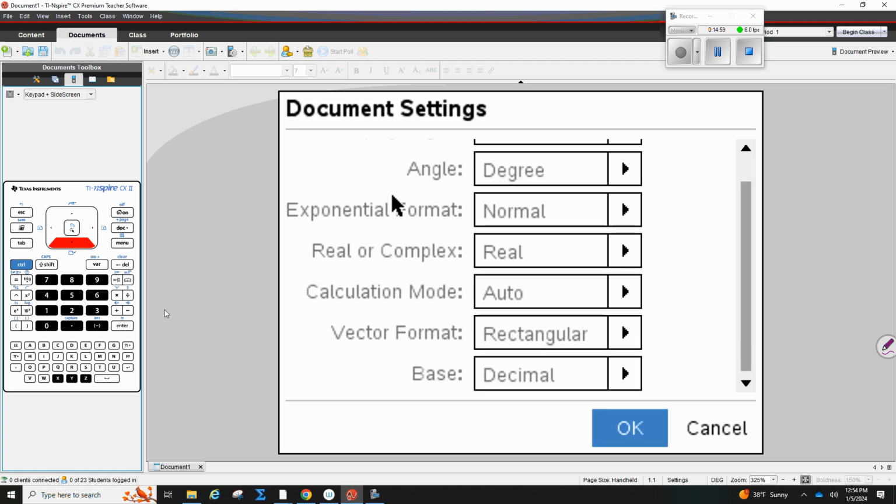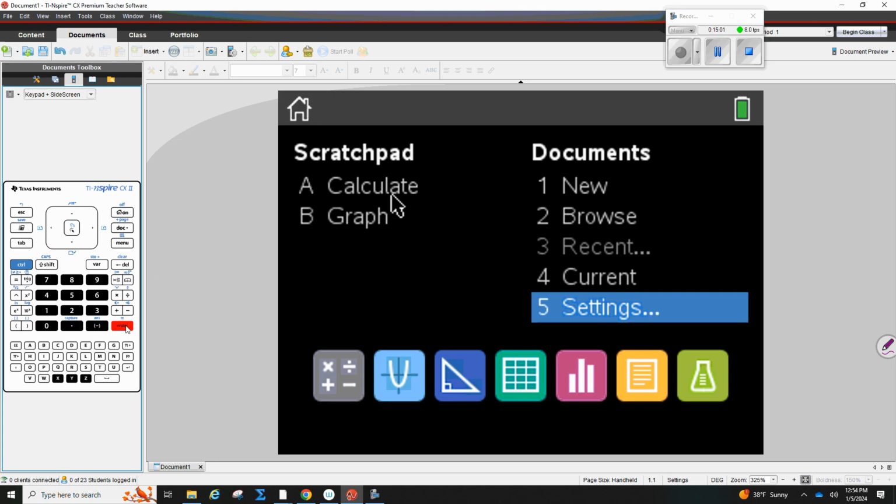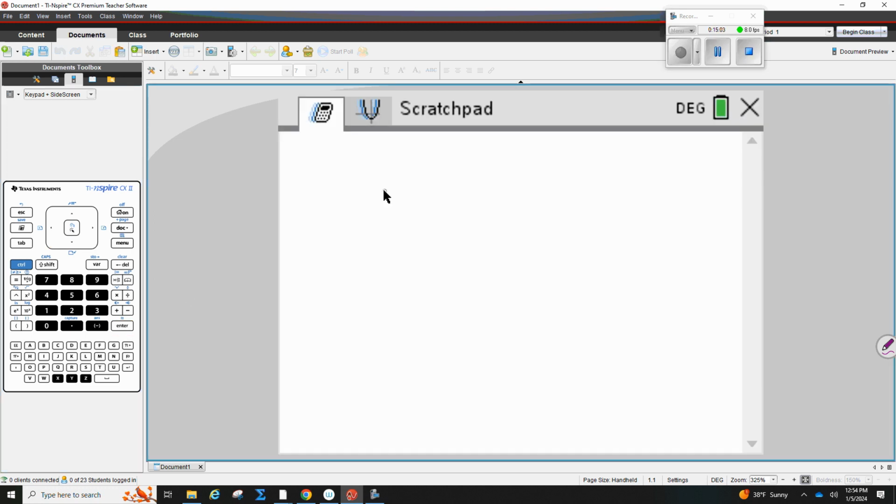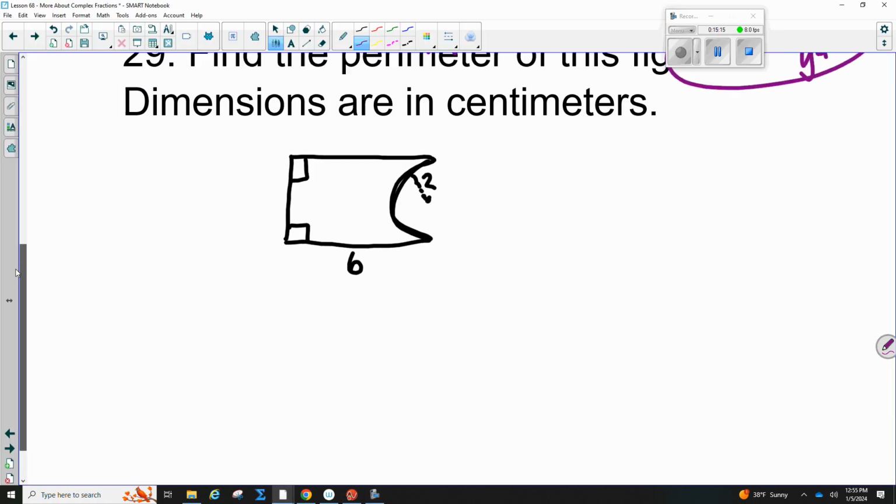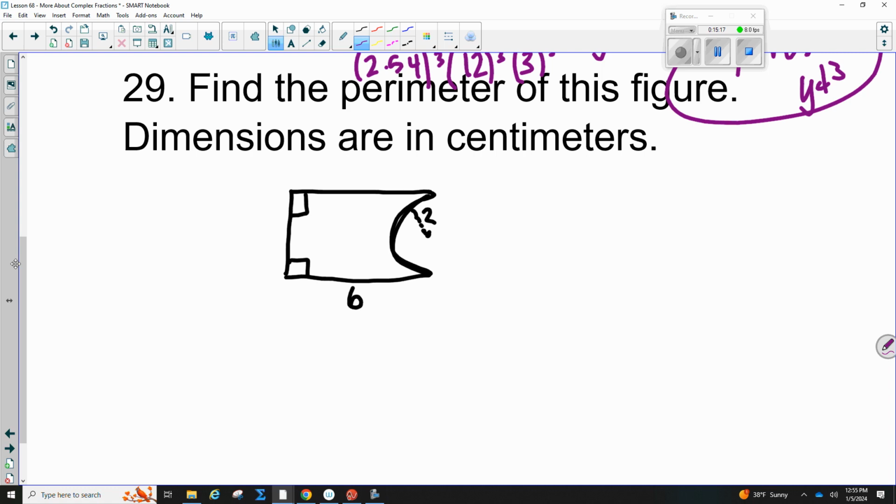All right, go back to calculate. I lost it. Shoot. All right, but if you go back and recalculate it, highlight it and recalculate it, it should give you the continued decimal, okay? All right, you guys, 29 will not take that long. It's just pi. It's just where's pi. Okay, it's really easy. All right, so let's do 29 together.